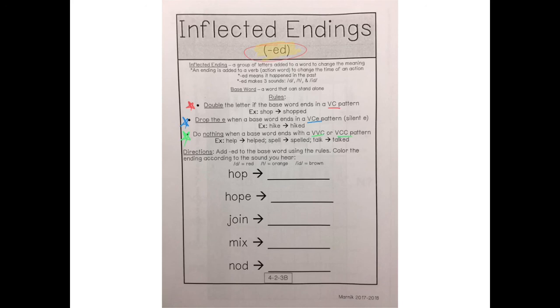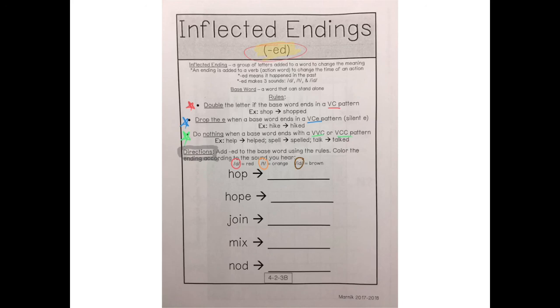So if I look at my directions here, it says that I need to add ed to the base word using the rules and color the ending according to the sound I hear. Because I know when I see an ed at the end, it could make a duh sound. I know it could also make a t sound. Let me find my orange here. My t sound. Or it could make an id sound. So there's my color code. I have to do a couple of things here.